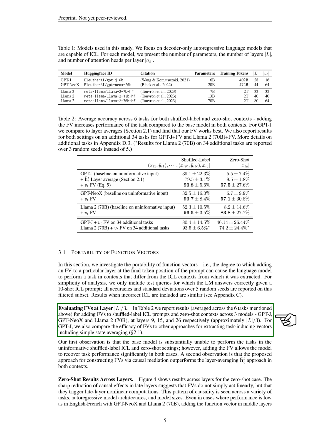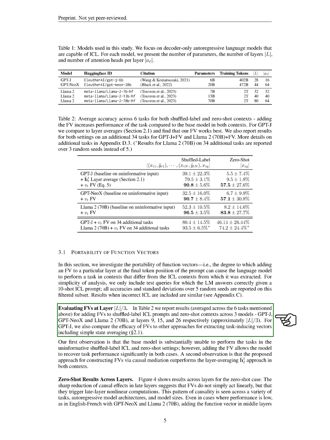For GPT-J, we also compared the effectiveness of function vectors to other methods for extracting task-inducing vectors, including simple state averaging. Our first observation is that the base model struggles to perform the tasks in the uninformative shuffled label ICL and zero-shot settings. However, adding the function vector significantly improves the model's task performance in both cases. Our second observation is that our proposed method for constructing function vectors via causal mediation performs better than the layer averaging approach in both contexts.